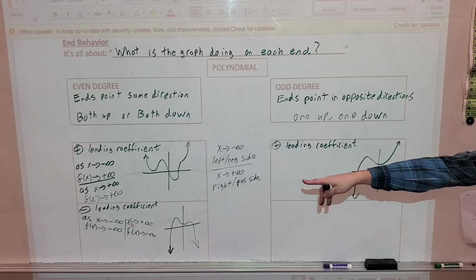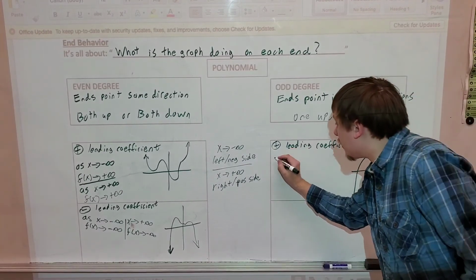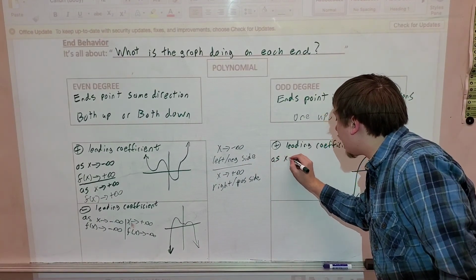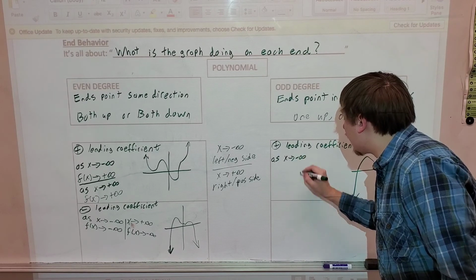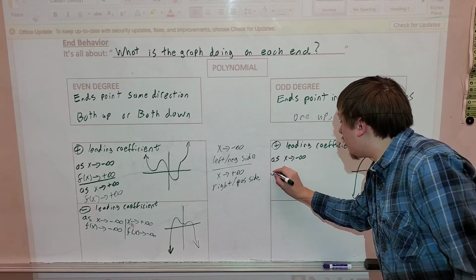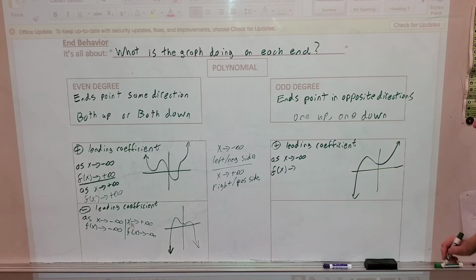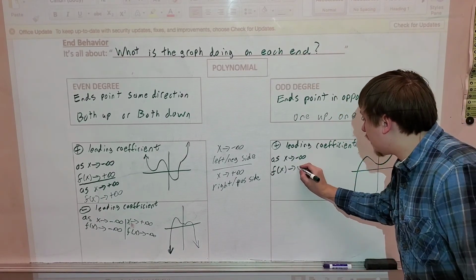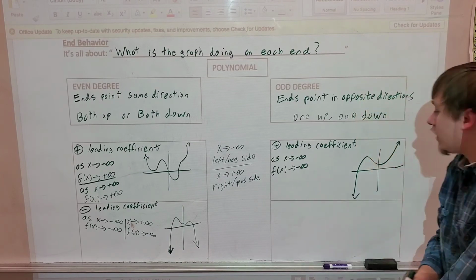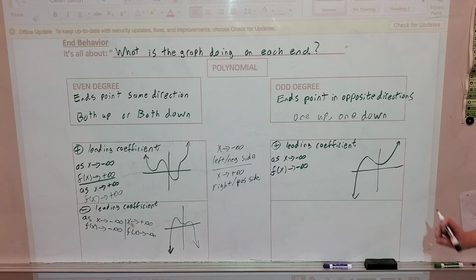So let's write that out in our math language. On the left side, that's as x goes to negative infinity. That's the left or negative side. What is the graph doing? The graph is going down and down and down forever. Down is negative. So f of x is also going to negative infinity.